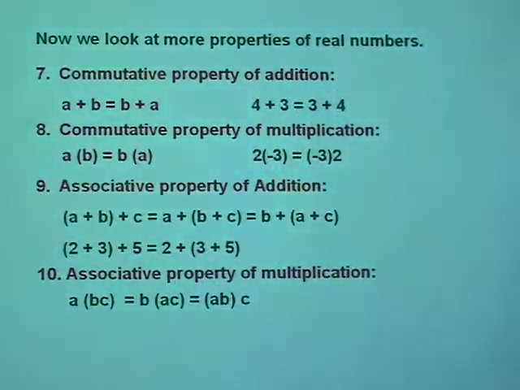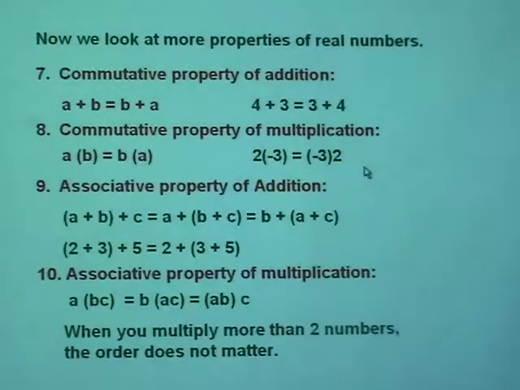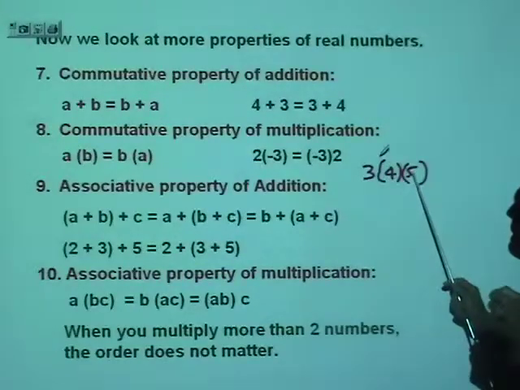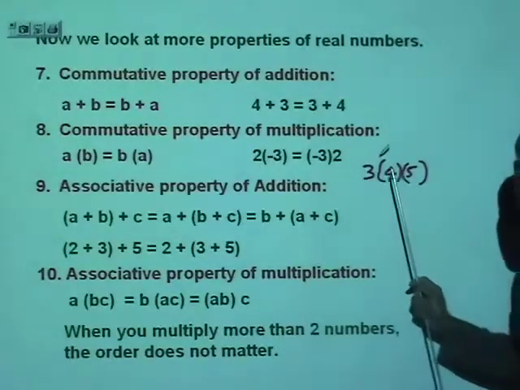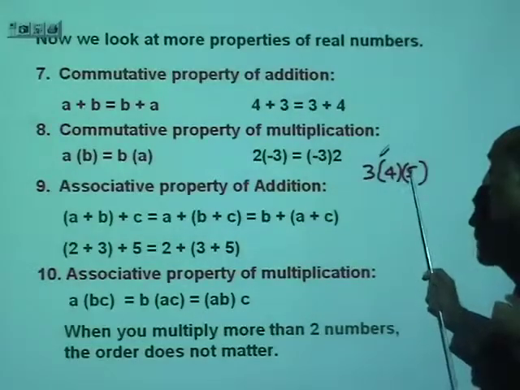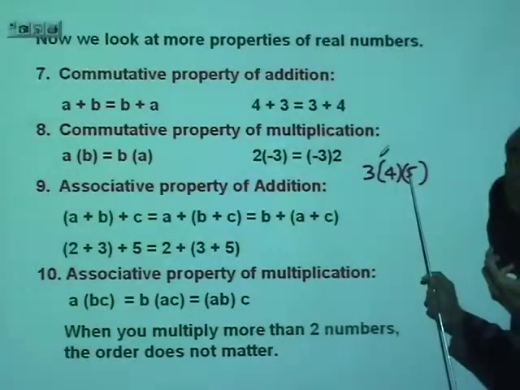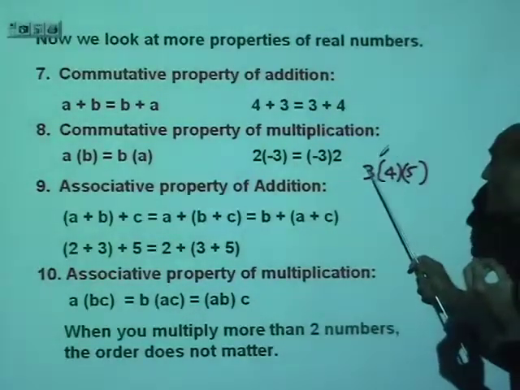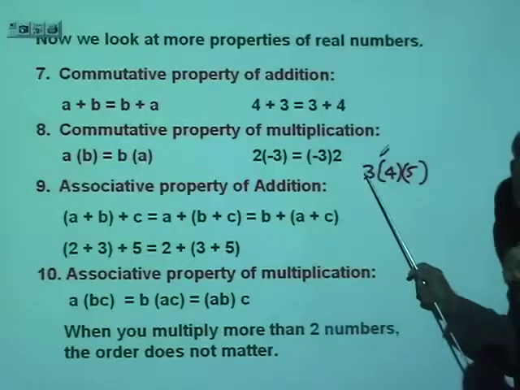Well, let me see if I can show an example to you. For example, I want to multiply 3 times 4 times 5. Alright, I want to multiply these three numbers, 3 times 4 times 5. We can multiply 4 times 5 first. What is 4 times 5? It's 20. And now you can multiply that 20 by 3. That will give me 60.